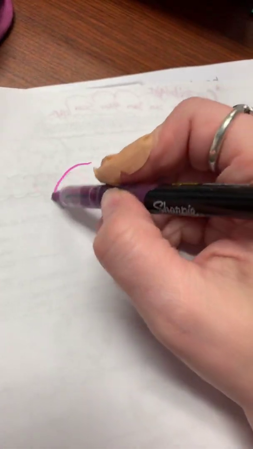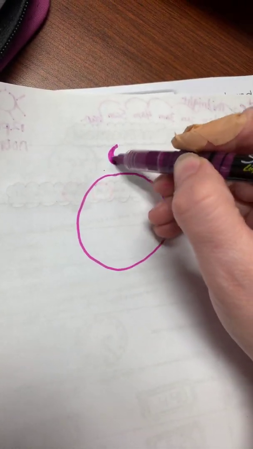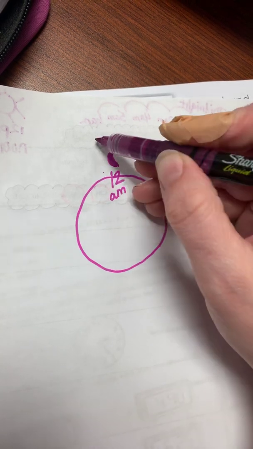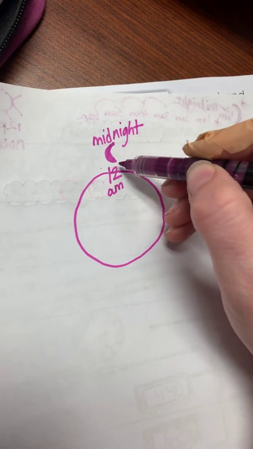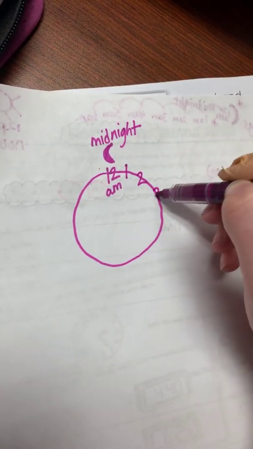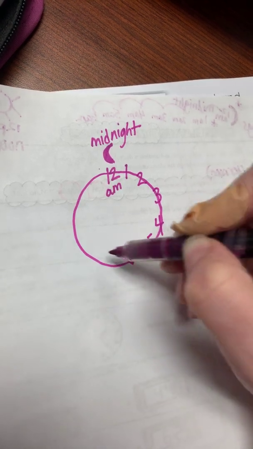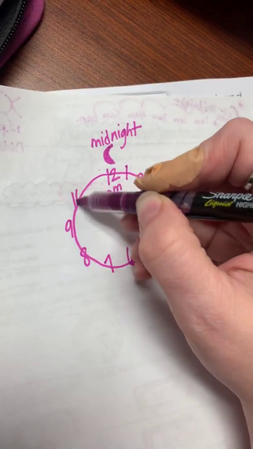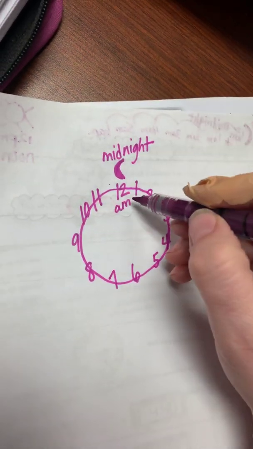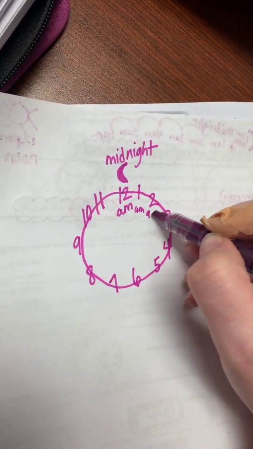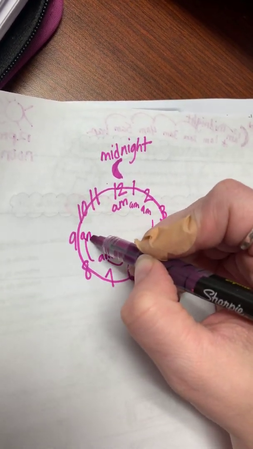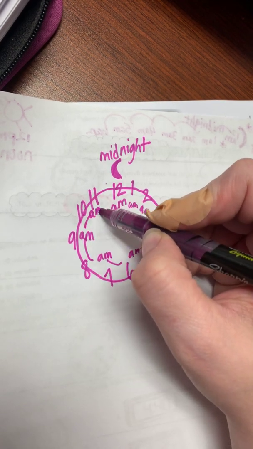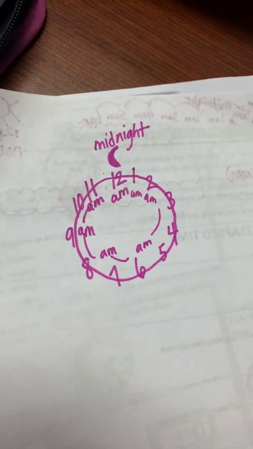Almost makes me want to think about drawing a circle. Let me see if that would work. This may not. But you might talk about how it's nighttime, 12 a.m. This is the middle of the night. It's midnight. And so you go to 1, 2, 3, 4, 5, 6, 7, 8, 9, 10, 11. So one trip around, that's AM, AM, AM. You're waking up for school, PE, lunch, and then you hit 12 a second time.